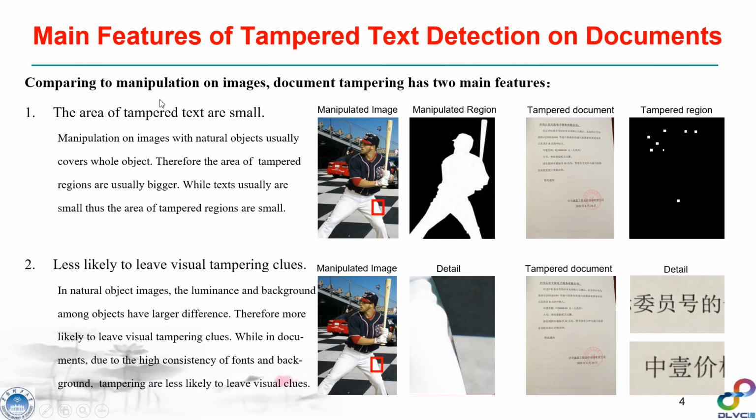Compared to manipulation on images, document tampering has two main features. First, the area of tampered text is small. Second, it is less likely to leave visual tampering clues.